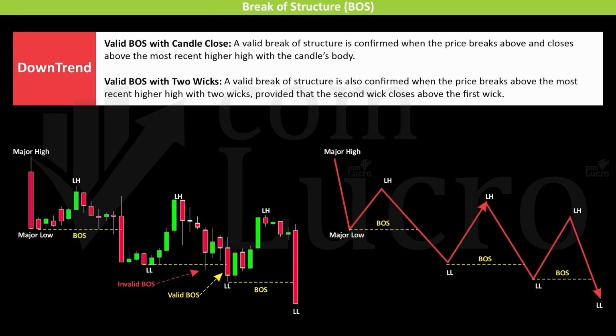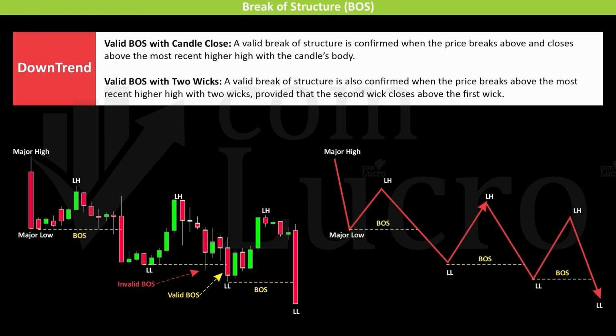If the price breaks the newly created major high upwards, this signals a trend reversal, suggesting that control has shifted from sellers to buyers. Conversely, if the price breaks the recent lower low with a long shadow or wick and the candle's body closes above its range without the subsequent candle's shadow exceeding the first candle's wick, this is not considered a valid break of structure.